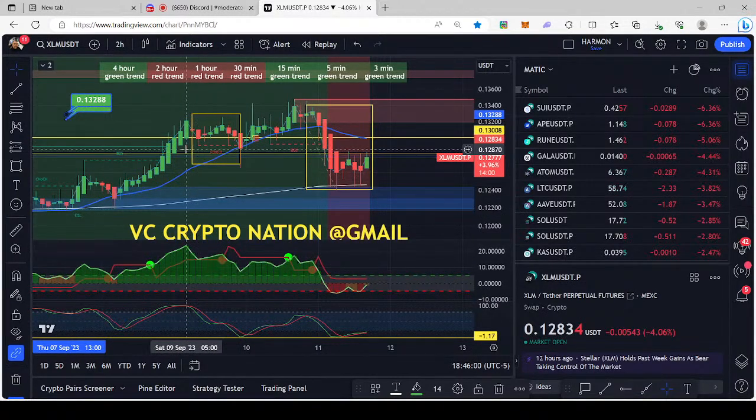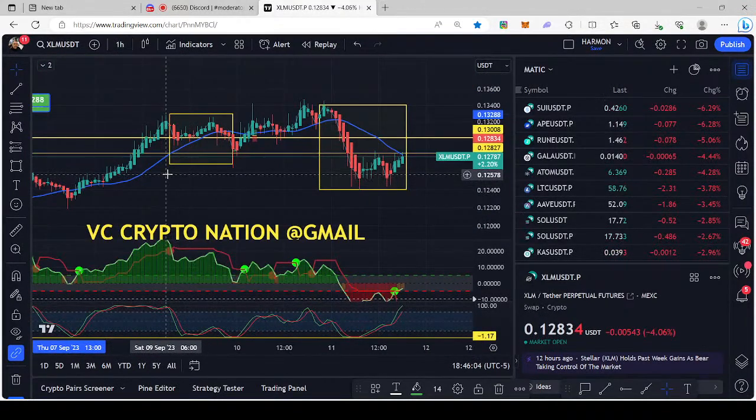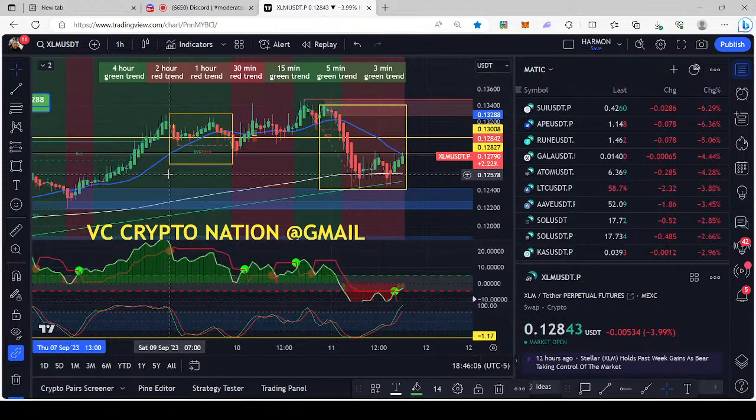And now that I know that I have a 2 hour crossed over, and I know that my trade is starting to set up with the 1 hour, right? Then I would go, all right, I have an XLM 2 hour crossed, waiting on 1 hour red moon, entering off a 3 minute red moon, 3 minute red trend, right? And I know that that's a trade I'm going to take.